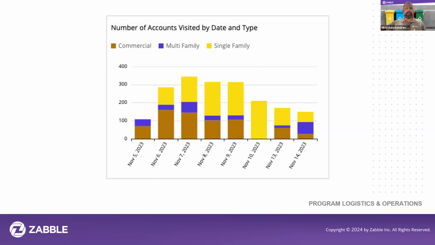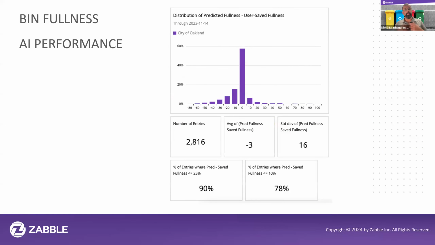So as the folks are out in the field, Rebecca was able to get a bird's eye view of the accounts, the routes per day, based on generator types, so that she could keep track of progress towards her goals. Next slide. So we want to really be transparent and share how the AI performed in the field.